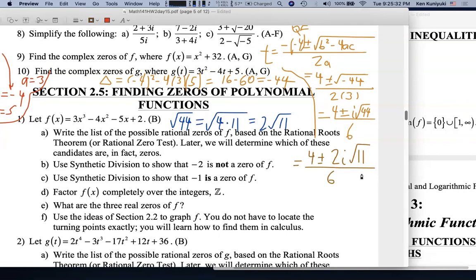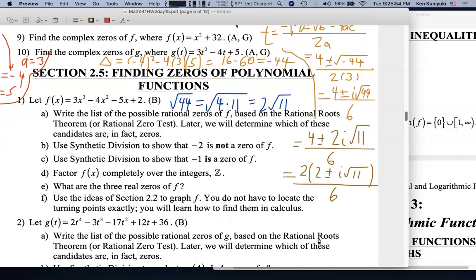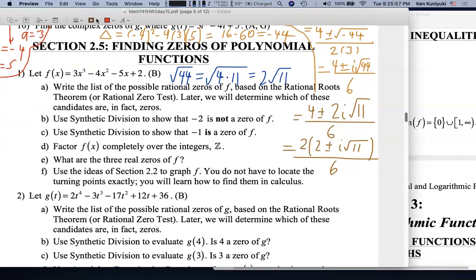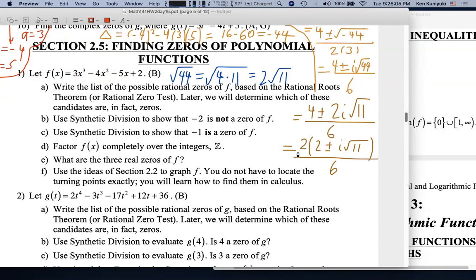But we're not quite done yet, because we can factor a 2 out of the top. And we're going to get a simplification. 2 times the quantity, 2 plus or minus i root 11, all over 6. And then old school cancellation, division. I'll use red here, our cancel color. Remember, 2 is now a factor of the entire numerator. 2 goes into 2 once, 2 goes into 6 3 times.